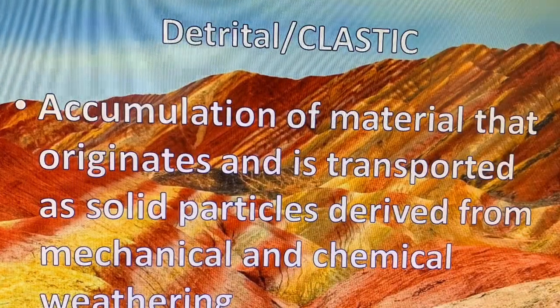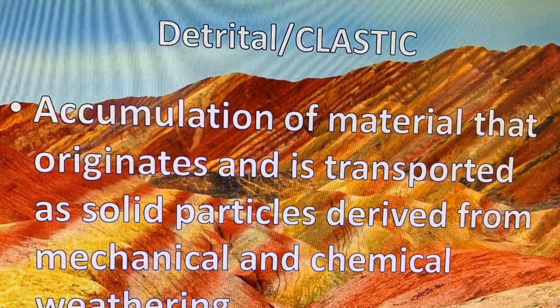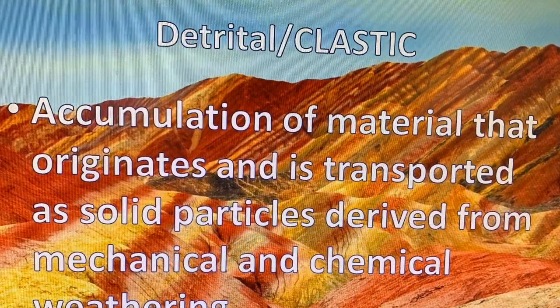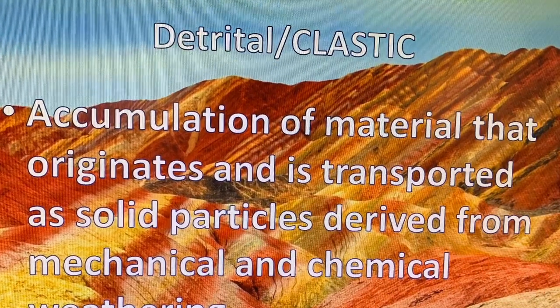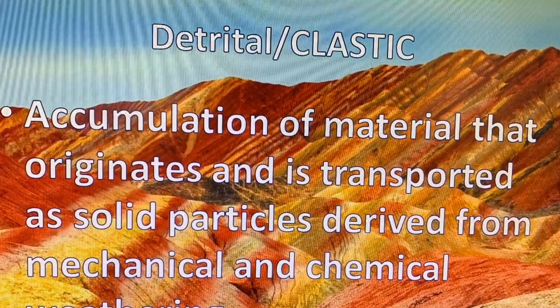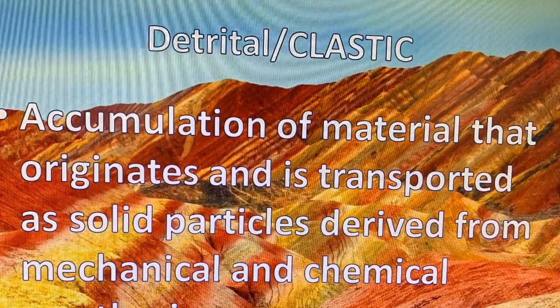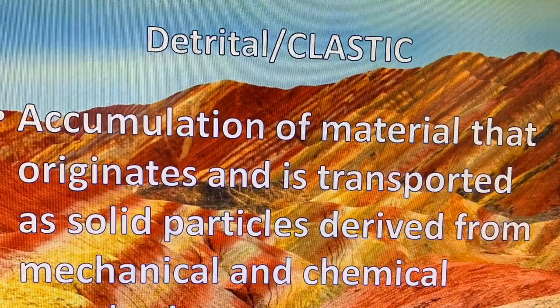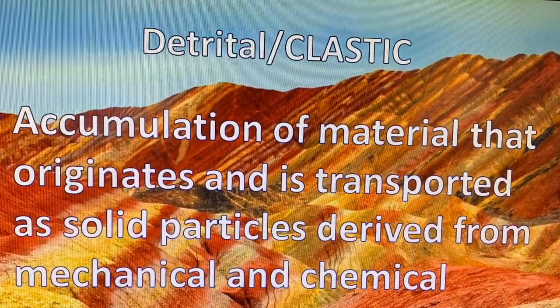First grouping that we talked about are the clastic, or a fancy word that we sometimes use is detrital. These are formed because of an accumulation of material that originates and is transported as solid particles derived from mechanical and chemical weathering. What does that mean? It basically means that these rocks come from other rocks that get broken up and their pieces get carried by wind or water or ice and then pile up someplace else, get compacted, and get cemented down.